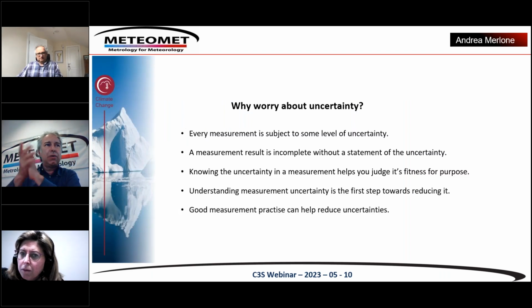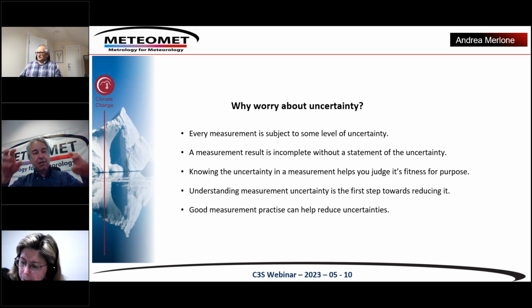So why worry about uncertainty? Because every measurement is subject to some level of uncertainty. We cannot pretend to know things perfectly. A measurement result is not complete if you don't set the limit, if you don't declare your uncertainty. But knowing the uncertainty helps to judge if the data is fit for purpose, if it is okay for what I want to know. And good measuring practice can help reduce the uncertainty. It's the first step toward reducing.